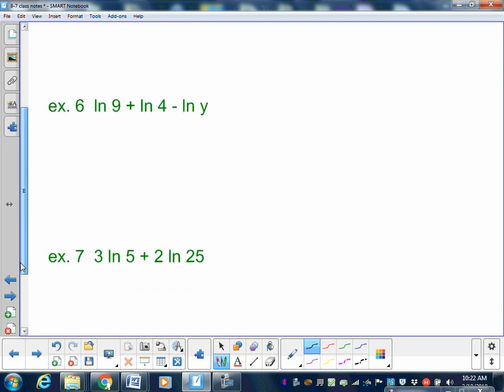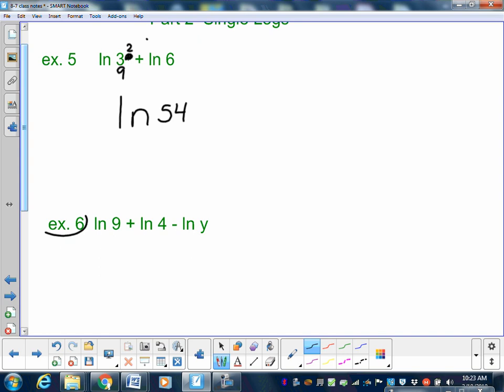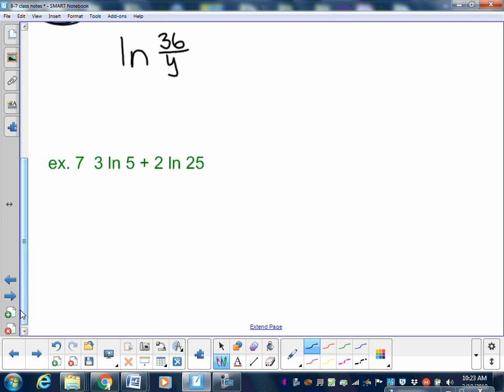The next problem. How many more of these do I have? Ooh, we got a few. Example number 6. Natural log of 9 plus the natural log of 4 minus the natural log of y. We're going to put this all together to write a natural log, correct? Addition means to multiply. 9 times 4 is 36. But you also have a minus sign in the problem, so what are you going to put? A division sign, correct? And you're going to divide it by what? Y, right? Are we done? We are done with the problem. Good to go on that one? And now, do we have one more? Yeah, one more. Last one of these.